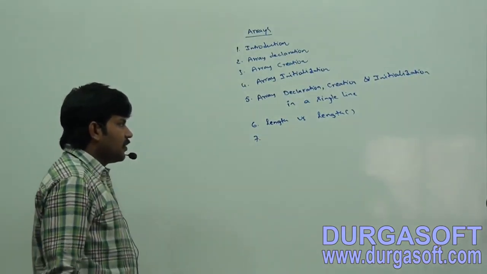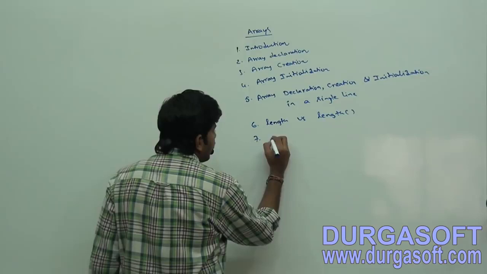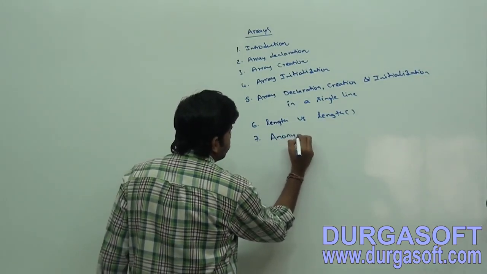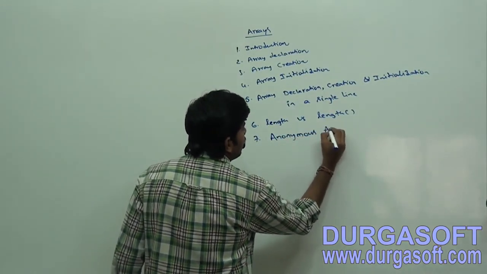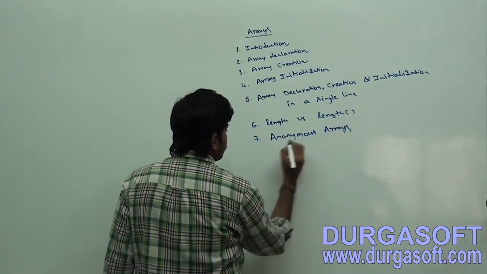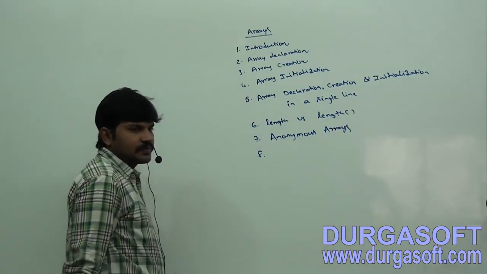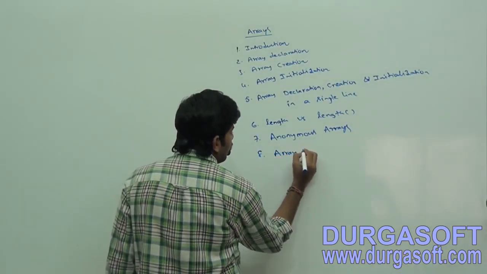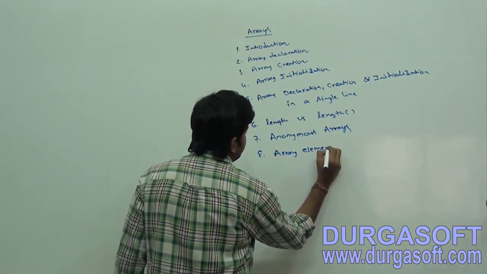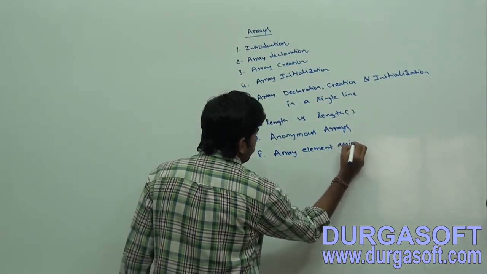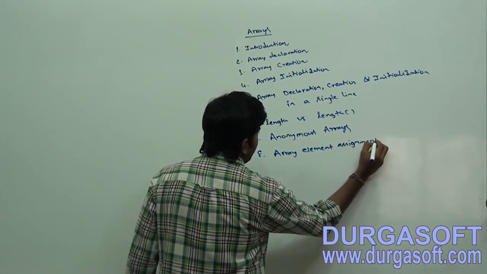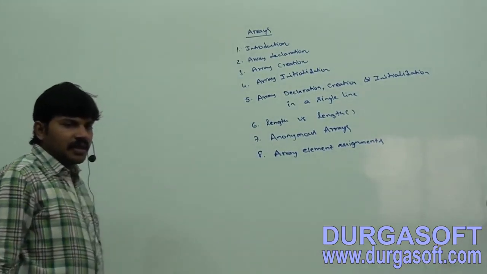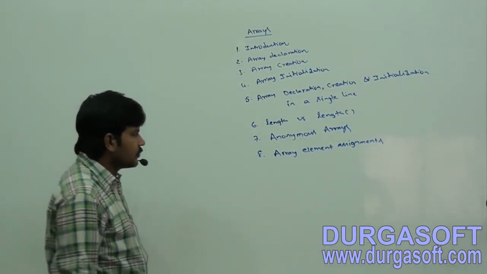Next, the seventh one, anonymous arrays. Next, array element assignments.